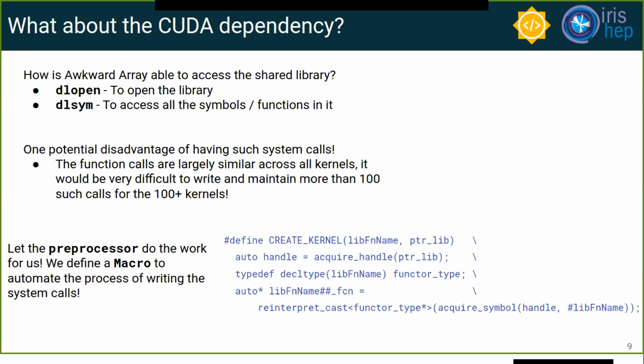Instead, we just rely on the preprocessor to do the entire work. Here we have defined a macro called create_kernel, which takes in the CPU kernel counterpart, and it reduces the argument list using the C++ decltype. And we cast our void function pointer using that. And this entire macro just mitigates the process of writing 100 plus such function calls into one single macro.